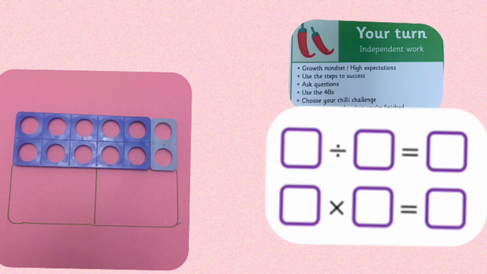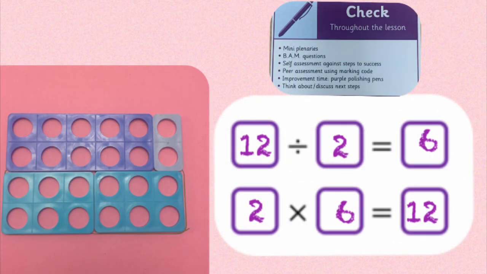So again, the whole number is at the top. The bottom is split into 2 equal halves. Can you work out the division sentence and the multiplication? Well done if this is what you wrote. 12 divided by 2 equals 6 and 2 times 6 equals 12.